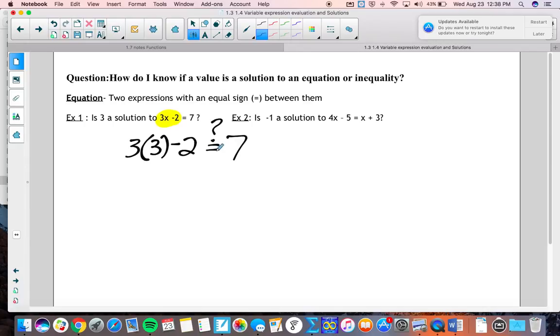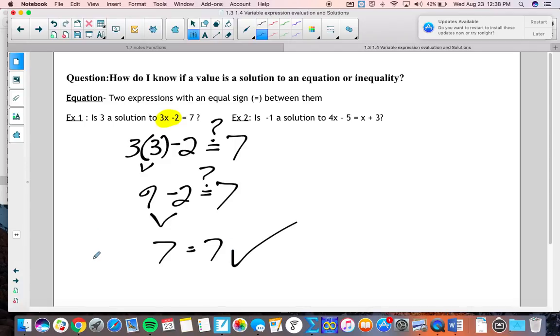I don't know if it's actually equal. Well, 3 times 3 is 9, and 9 minus 2 is 7. So does 7 equal 7? Yes. So then we're going to say, yes, 3 was the solution. 3 was the magic number that when I plug it in for x, it works. Yes, 3 is the solution.